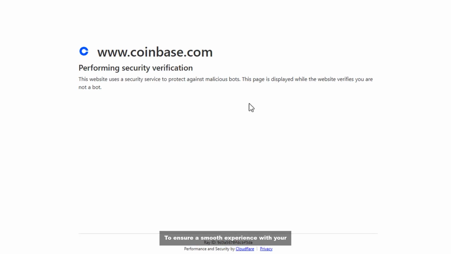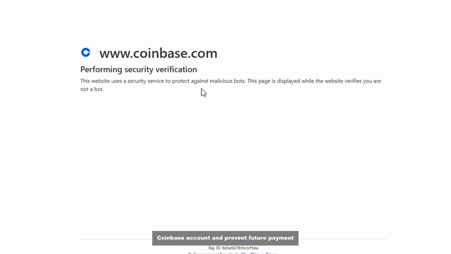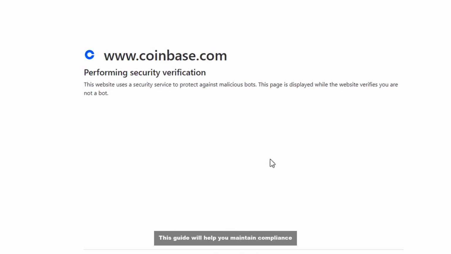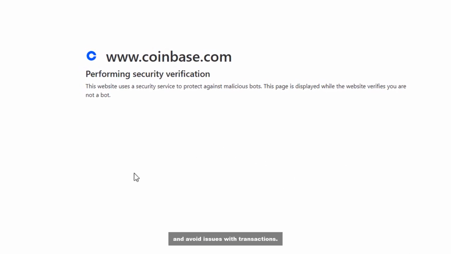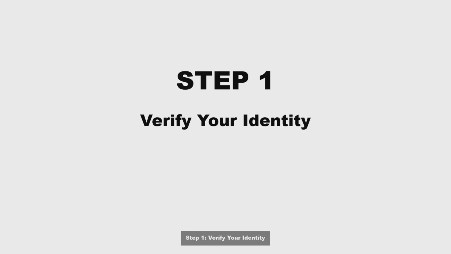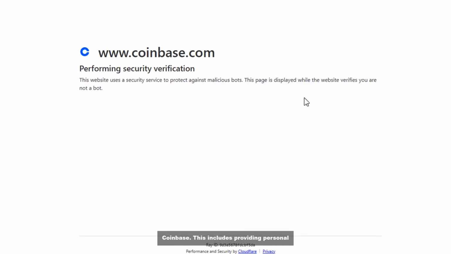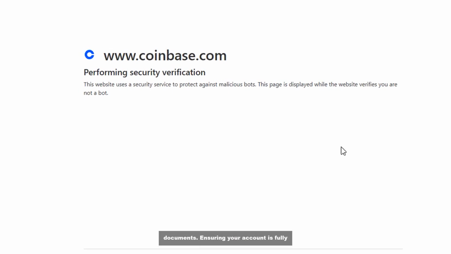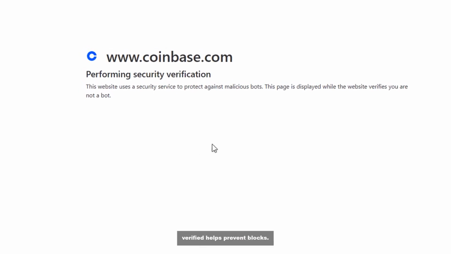To ensure a smooth experience with your Coinbase account and prevent future payment blocks, follow these straightforward steps. This guide will help you maintain compliance and avoid issues with transactions. Step 1. Verify your identity. Complete the identity verification process on Coinbase. This includes providing personal information and uploading necessary documents. Ensuring your account is fully verified helps prevent blocks.